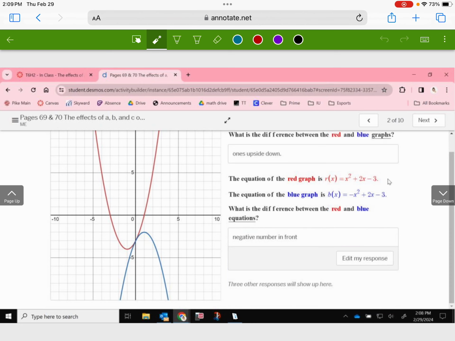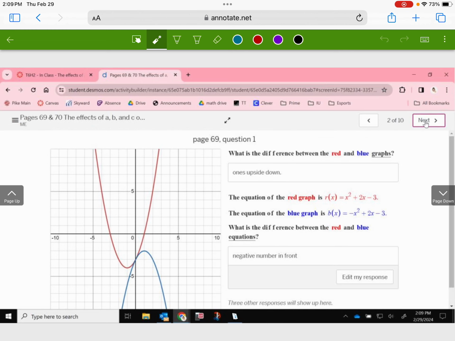So we're sharing that. And then one's negative, one's upside down, one's positive, one's negative, one's reversed. I love it. I love the comments. Awesome, guys. So then you can go on to the next one. Up here is where we have the next button, top right.